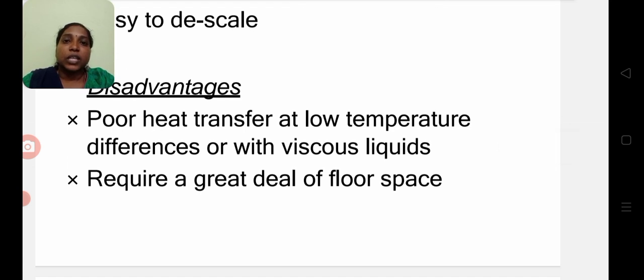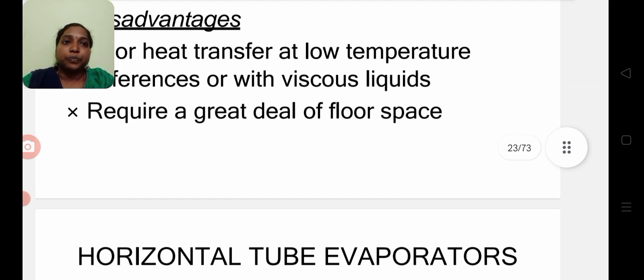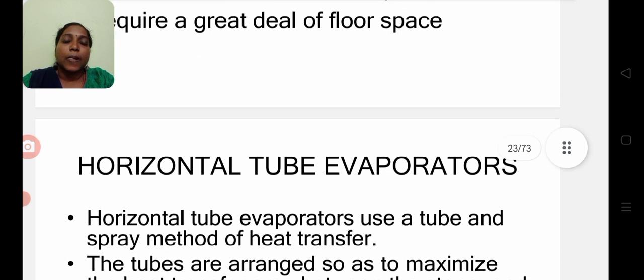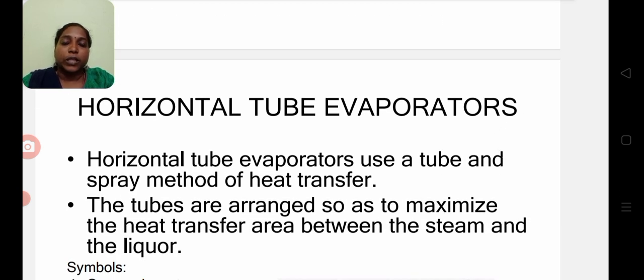The disadvantages are that at low temperature poor heat transfer will occur, and if the liquid is highly viscous, we cannot go for this type of evaporator. It also requires floor space, because the breadth is wider in this case. And the horizontal tube evaporator is the next one.